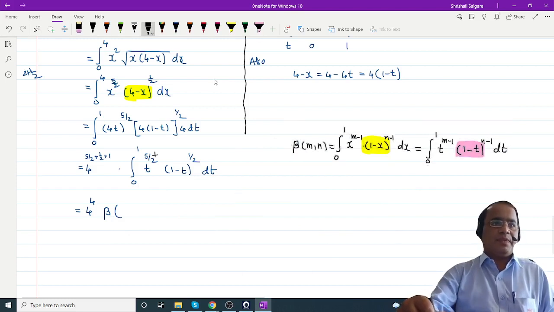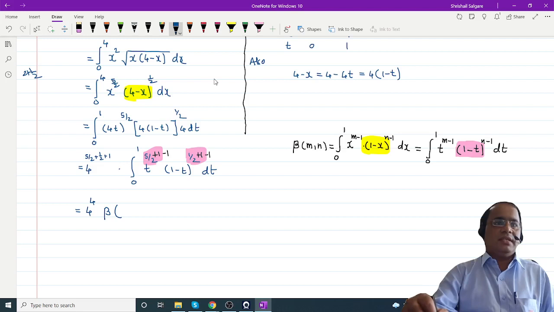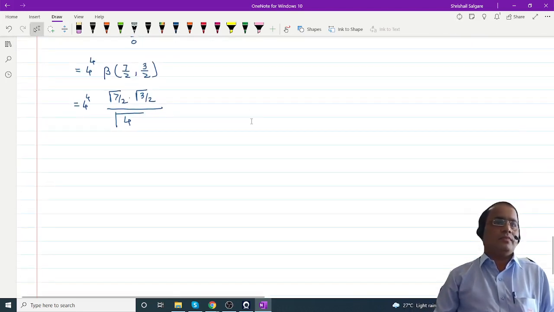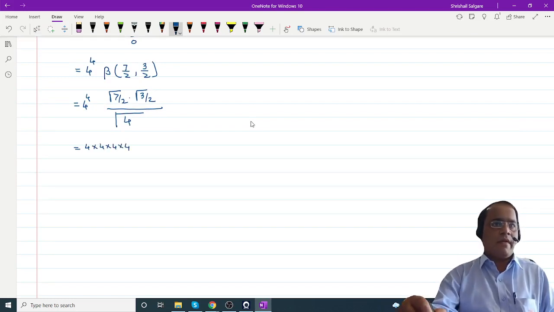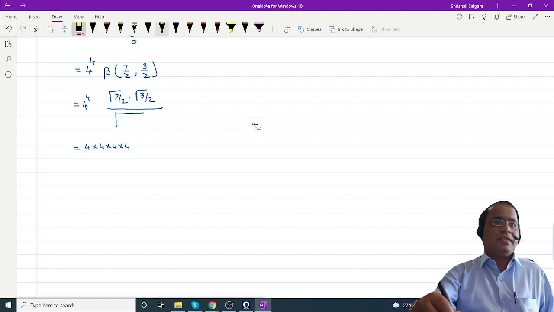So this can be written as plus 1 minus 1, plus 1 minus 1, and it is nothing but the first parameter and the second parameter. So this is beta of 7 by 2 and 3 by 2, and further it can be simplified by using the property: gamma of 7 by 2 into gamma of 3 by 2 divided by their addition, gamma of 8 by 2. Now I will simplify. This is 4 into 4 into 4. Sir, in the denominator it will be gamma 5. Yes, thank you, it's correct. This is gamma 5. Okay.